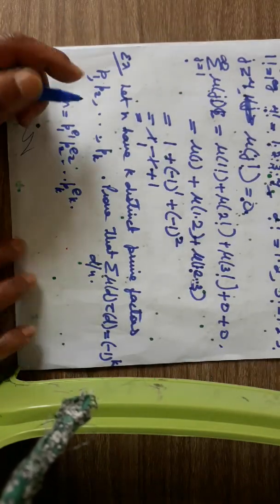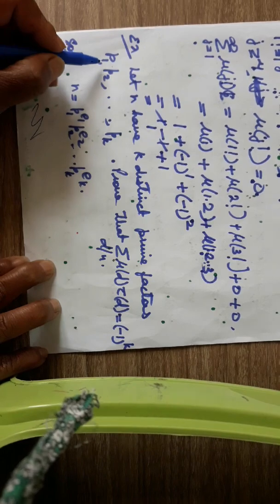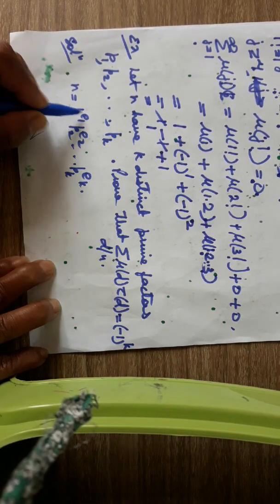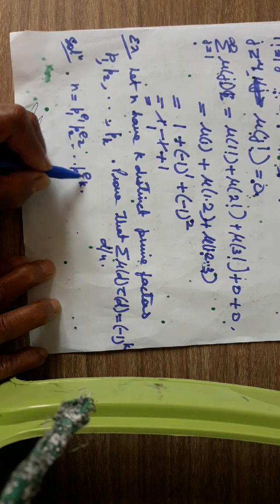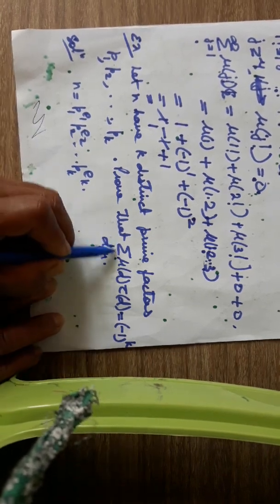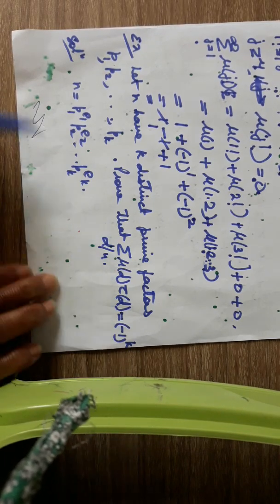Now the next example is: let n have k distinct prime factors, meaning n is a product of k distinct prime factors, that is n is equal to p1 to the power e1, p2 to the power e2, up to pk to the power ek, where p1, p2 and so on are all distinct primes. What we need to show is that the summation of mu of d into tau of d is equal to minus 1 to the power k.